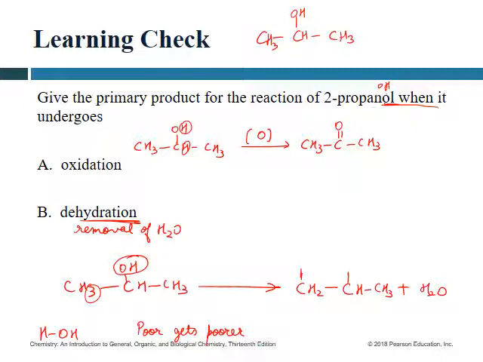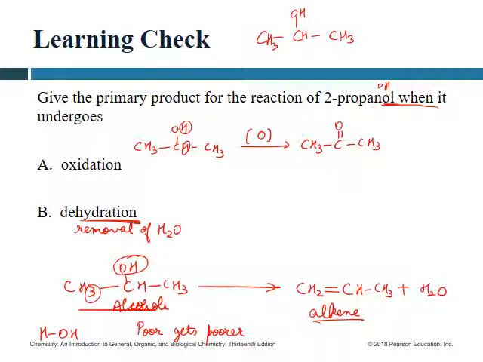And what would happen? These extra bonds that they have, they are going to make a bond with each other. So it will turn into an alkene. Whenever alcohols are dehydrated, they turn into alkenes. Okay, and the rule is poor gets poorer.